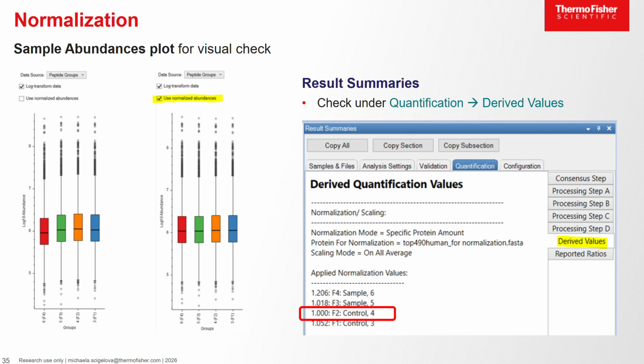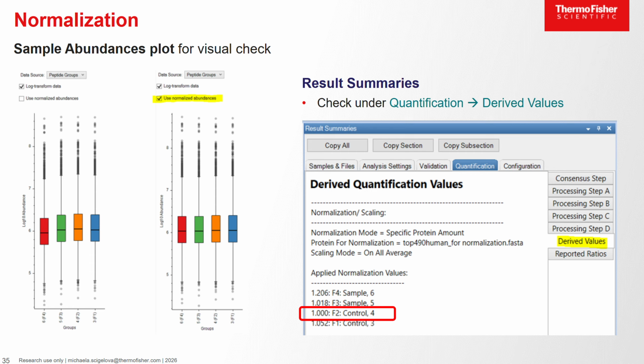To see it numerically and more exactly, you can look under the result summaries, quantification derived values, and there you will see applied normalization values listed for each of the samples. As you know, one of the samples will have value 1, that's the benchmarking most intense one, and then you see these normalization factors for the rest of your samples in that particular experiment.